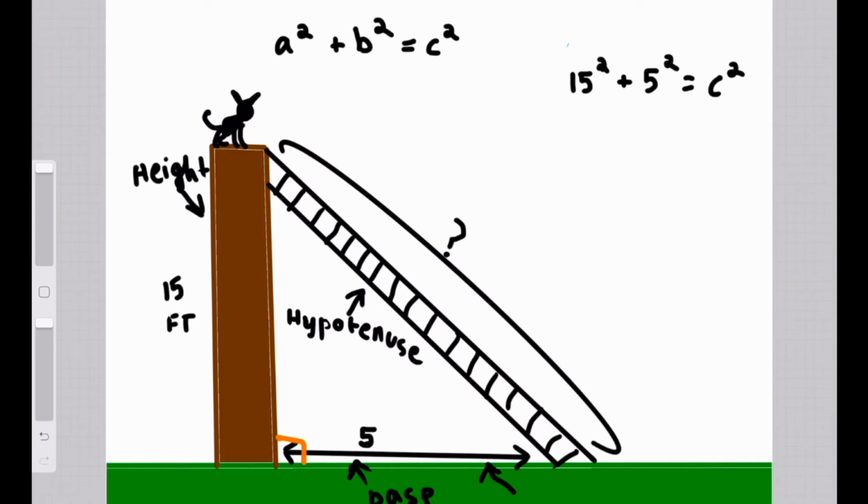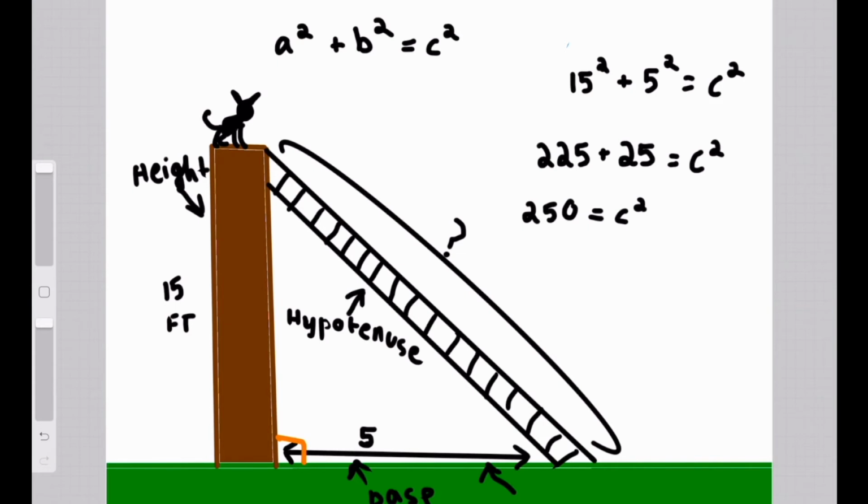So to find c squared, first we need to simplify these values. So 15 squared is 225 and 5 squared is 25. So now we have simplified the exponents and made them a little bit easier to work with. So 225 plus 25 is c squared. So now we shall combine like terms, and obviously 225 plus 25 is 250. So 250 is c squared.